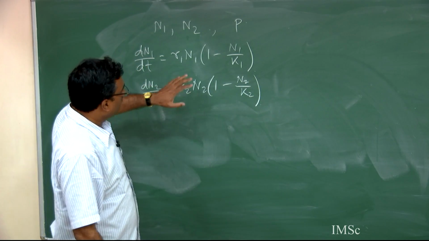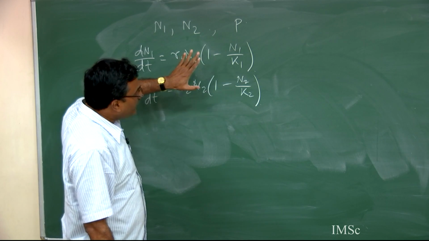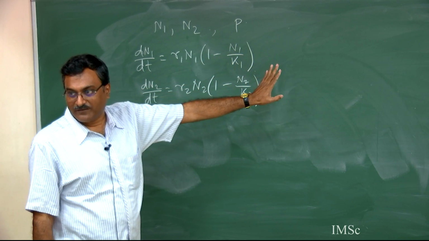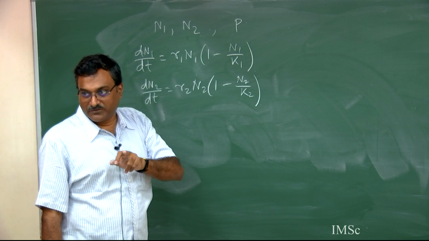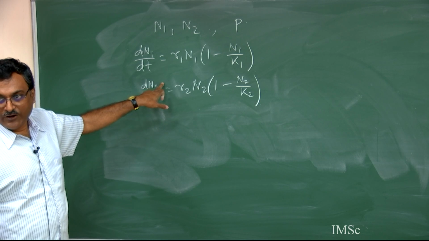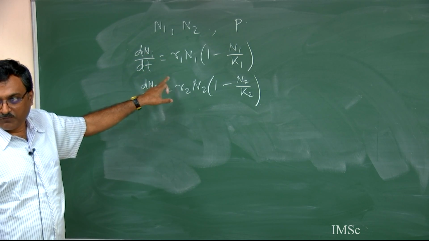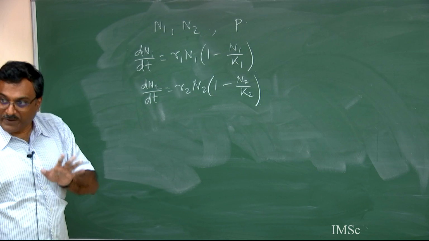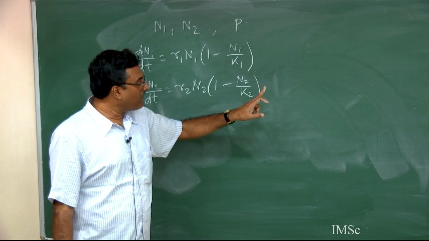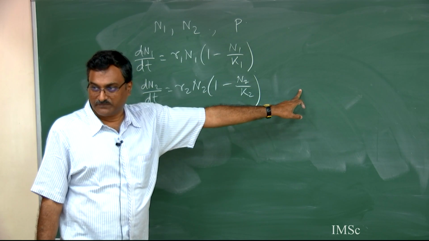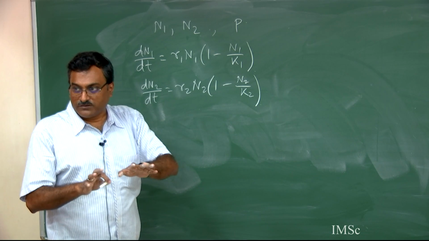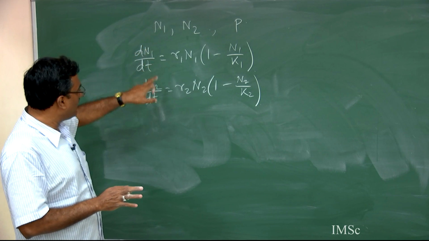Now, based upon which aspect we can have 3-4 different models. The first aspect is that we can take care of the fact that N1 competes with N2 for some limited resources. Based upon that, you can introduce a minus alpha 1 N1 N2 term here and a minus alpha 2 N1 N2 term here. But for the time being, we are assuming there is no interaction.